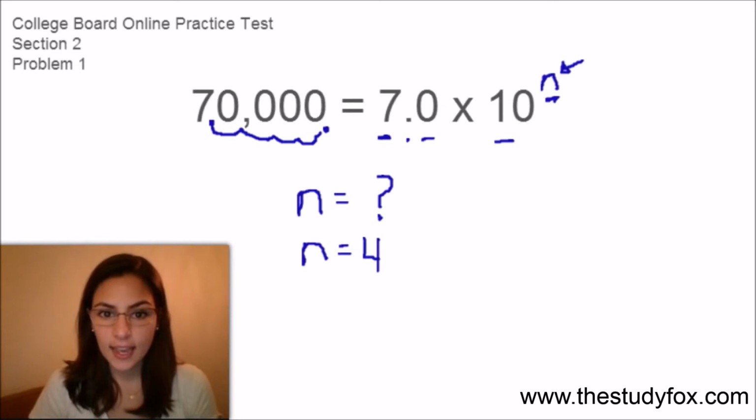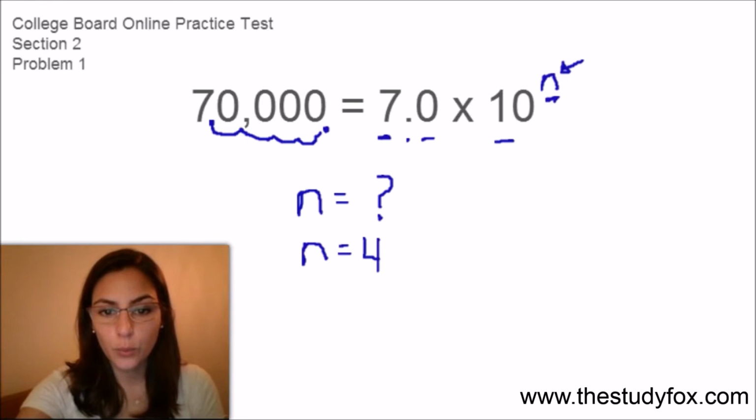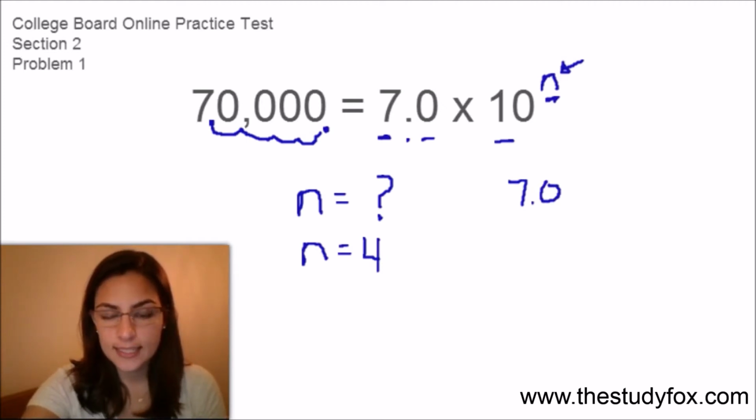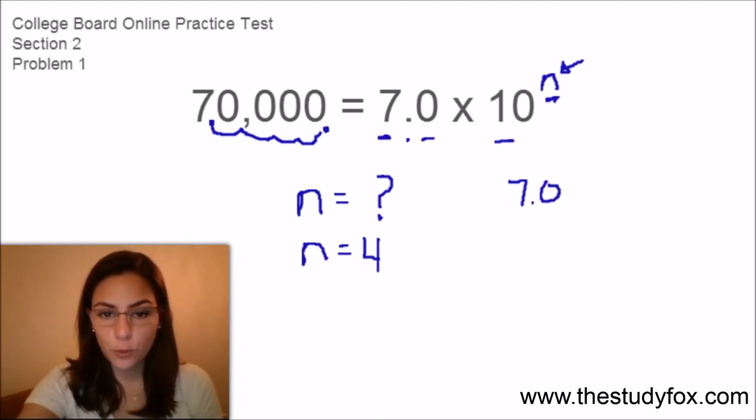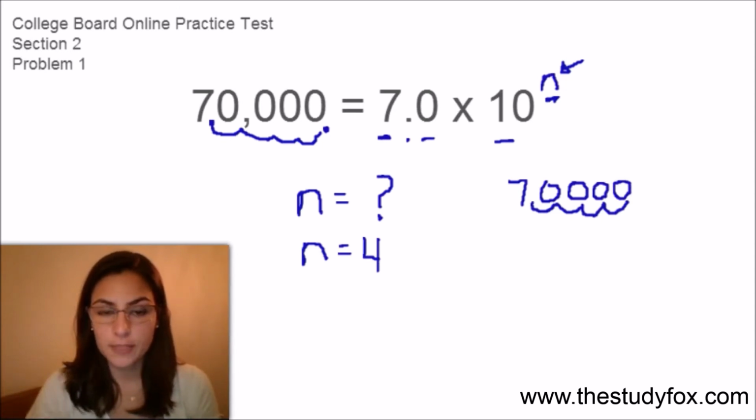So let's say that we're not sure if it's 4 or -4. We're going to start with our number, 7. Okay, and we're going to remember that positive 4 is going to make our number bigger. So we're going to move the decimal to the right 1, 2, 3, 4 times, and that's going to give you 70,000. And we made our number bigger. We went from 7, which is little, to 70,000, which is bigger.